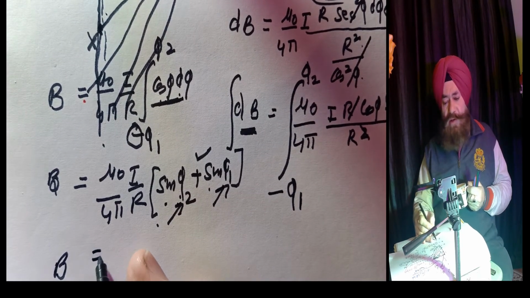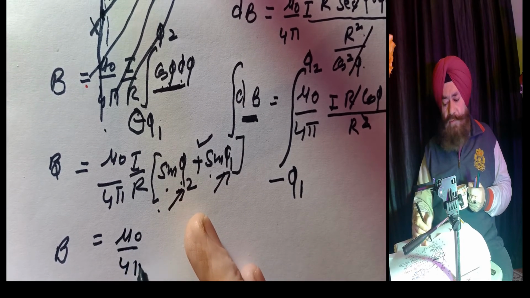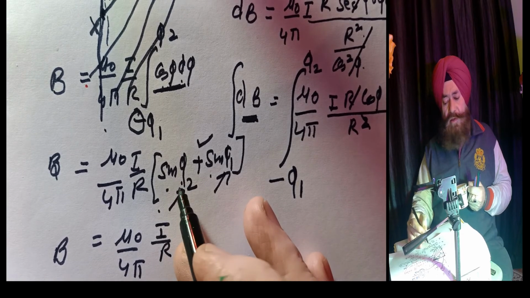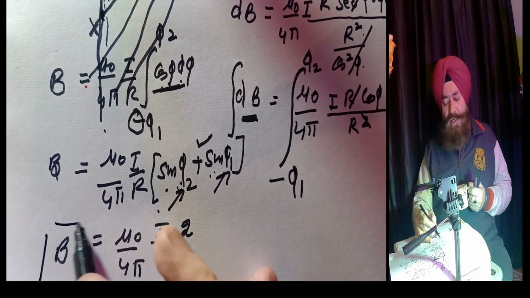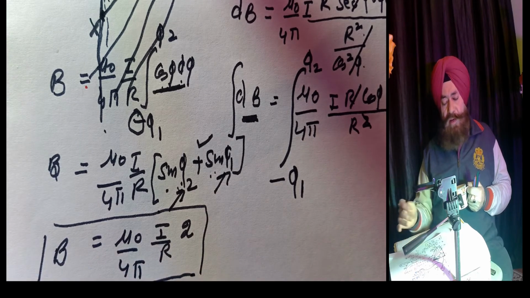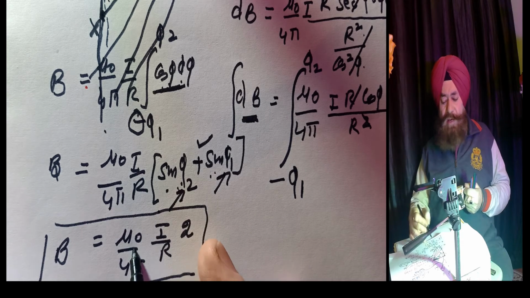And the field becomes mu naught upon 4 pi, I upon r, 1 plus 1, 2. So this is the expression for the magnetic field of an infinite long straight conductor at any distance r.